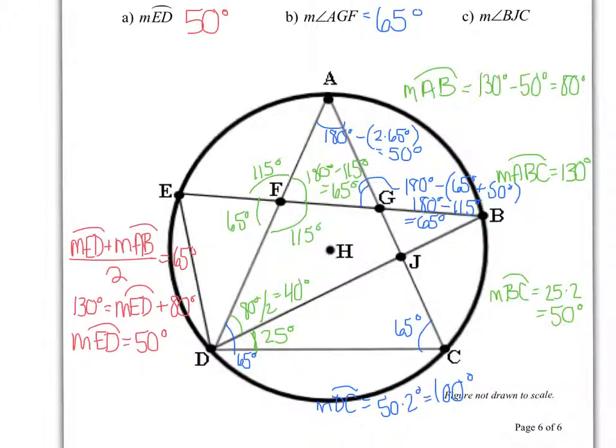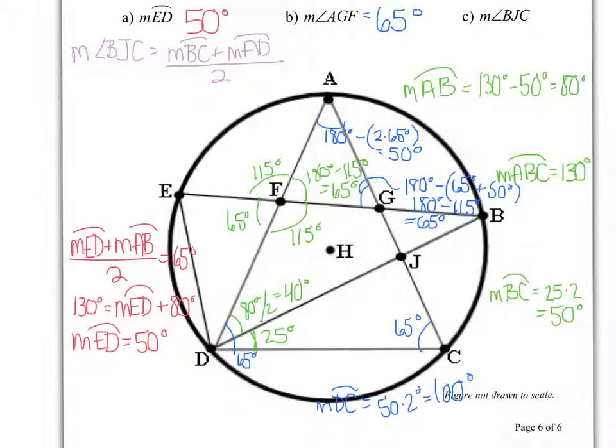Finally, we need to find the measure of angle BJC. Well, I know that this is a vertical angle, so this arc plus this arc divided by 2 is going to give me the measure of angle BJC. So I know the measure of angle BJC is going to be the measure of arc BC plus the measure of arc AD, divided by 2. Well, right now we don't know AD, but we can easily find it.